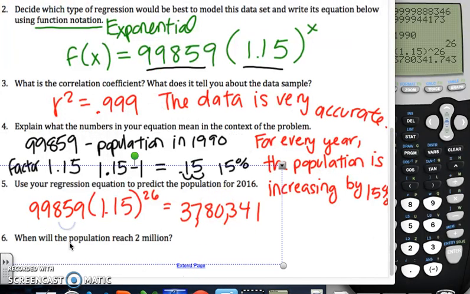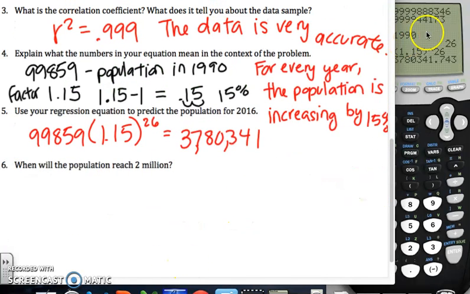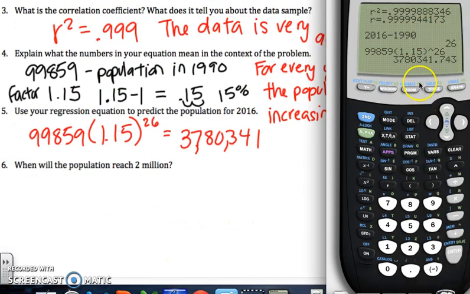All right. Last question says, when is the population going to reach 2 million people? Okay. So I kind of need to guess around with some numbers to see when this is going to go over 2 million. I know it's already at 3 million, so I know it's got to be less than 26. So let me guess 1.15. Let me plug in 21.